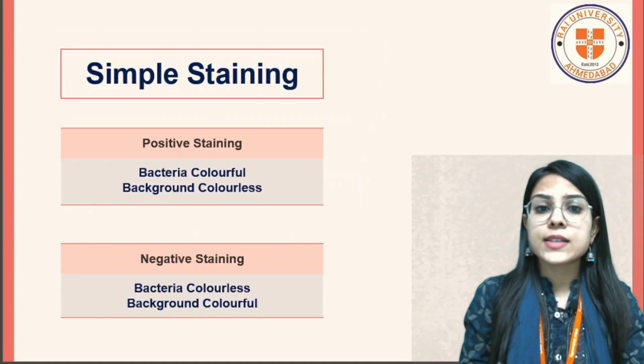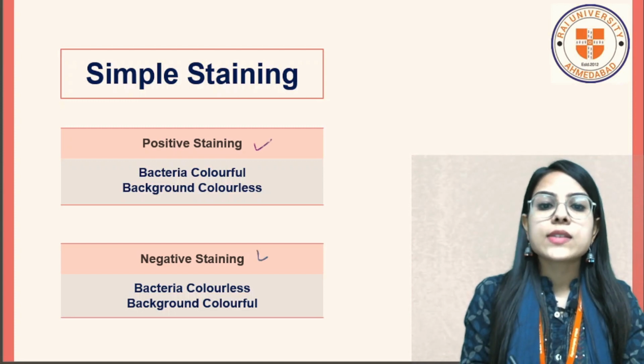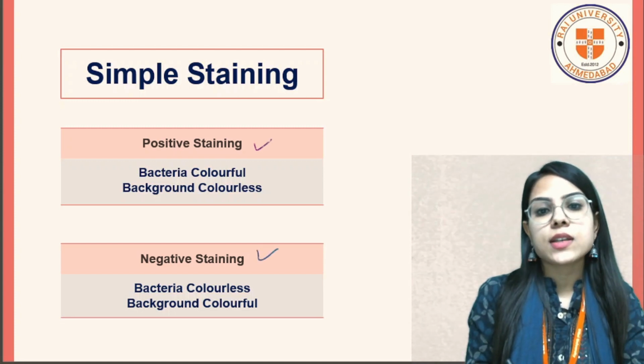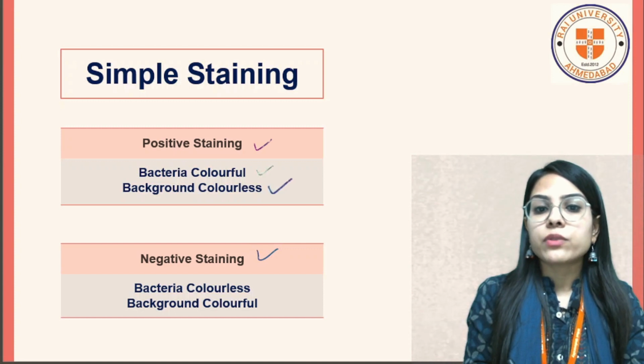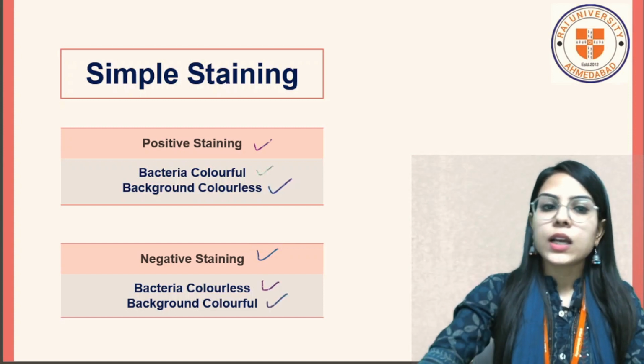So as we already discussed, simple staining has two types. First is positive staining. Second is negative staining. In positive staining, bacteria will be colorful and the background will be colorless. In negative staining, bacteria will be colorless and the background will be colorful.